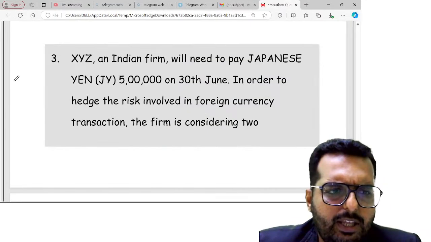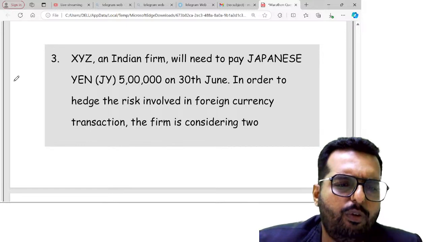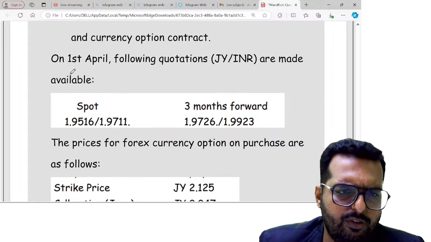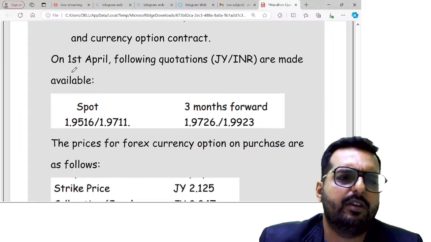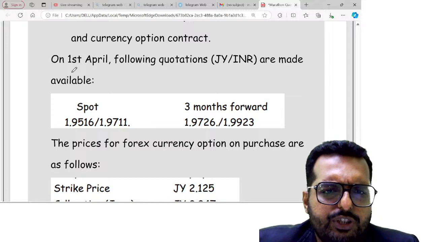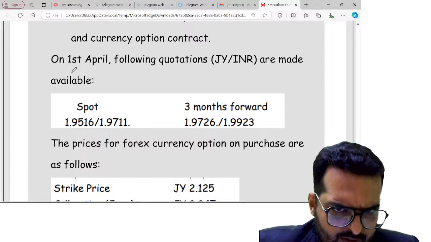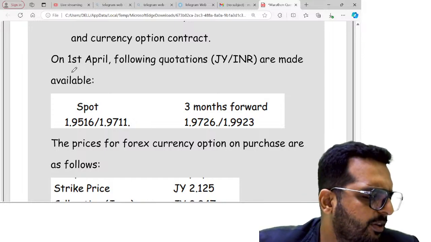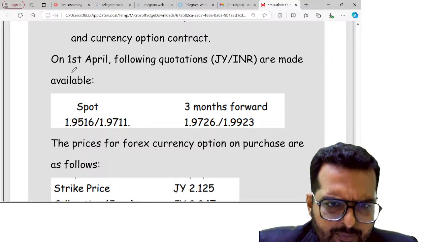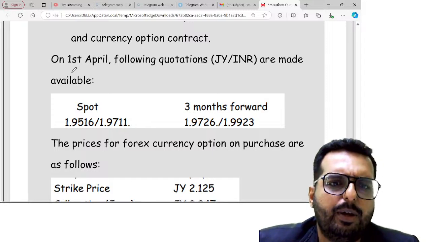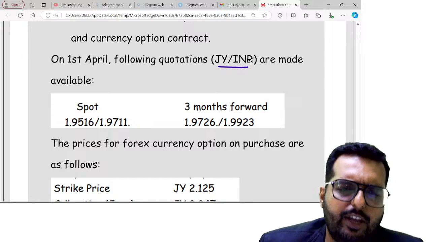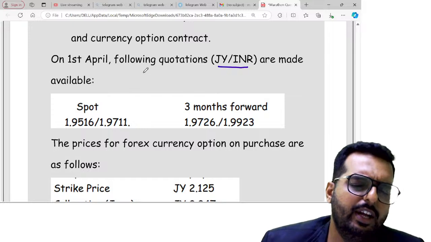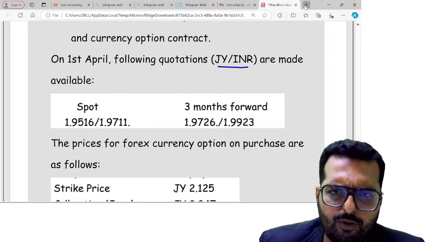Alright. Point number B. In order to hedge the risk involved in foreign currency, the firm is considering two alternative methods, either forward or options. This quotation is where the problem is coming. They have given the following quotation JY slash INR. So what does this mean? Does it mean it is yen per rupee or is it rupee per yen? Which is a more powerful currency, friends? This is yen per rupee. They have correctly given JY bar INR, but that's given in capital letters. That's what's creating the confusion. All right. This is yen per rupee. Shall we confirm it?